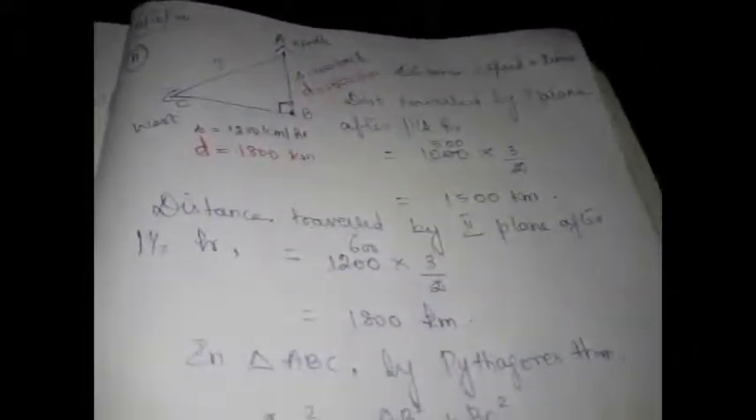This is mere application of the Pythagoras theorem. They didn't give you the distance directly, so we found the distance using speed distance time formula, and then we have applied the Pythagoras theorem. Yes, hope you understood. Let us move on to the next question.